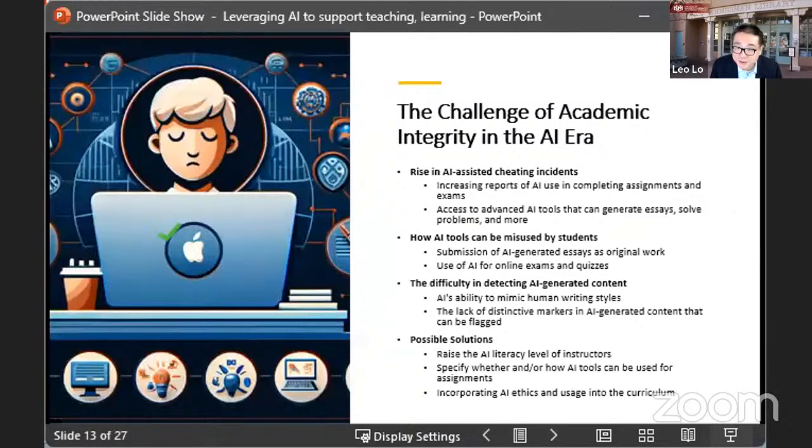So we talk about students using AI, right? There are some challenges of academic integrity in this kind of AI era. Definitely there's a rise in AI-assisted so-called cheating incidents, with increasing reports of AI use in student assignments. Because these tools are easy to access and freely available, students can use them to generate essays and do homework and everything. AI can be misused by students if they submit something that's not written by them, just copy and pasting it and submitting that as their original work. I would say that is academic dishonesty, right?